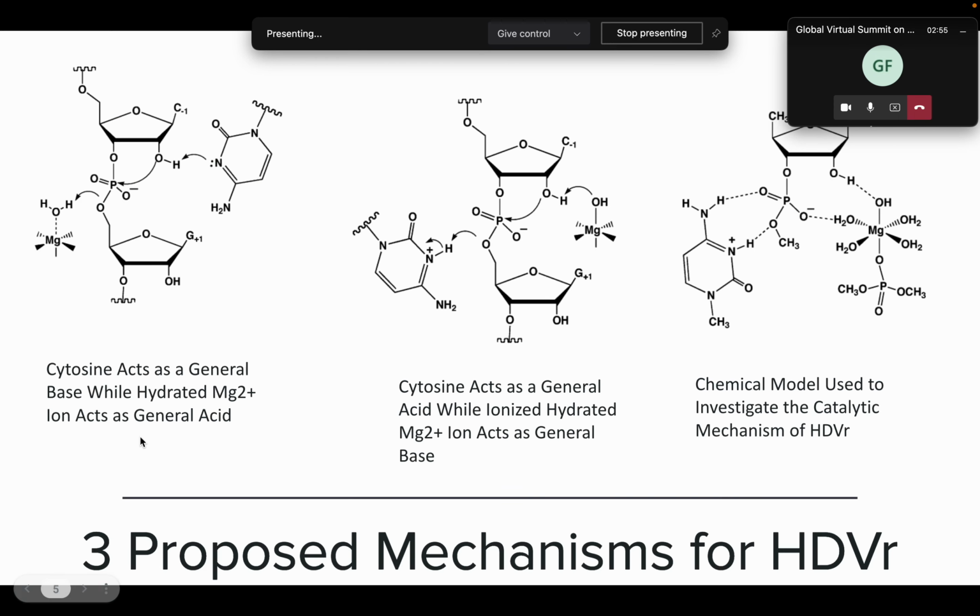So there are three different proposed mechanisms. The cytosine could act as a general base while hydrating the magnesium ion that acts as a general acid. You can see that here in the first one on the left. Or the cytosine can act as the general acid while ionizing the hydrated magnesium ion, which acts as the general base. And then the last proposed mechanism is the chemical model used to investigate the catalytic mechanism of the HDV ribozyme. And you can see the magnesium, the phosphodiester bond, and the base.